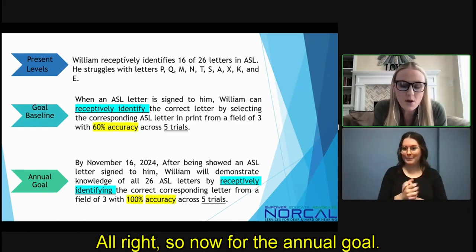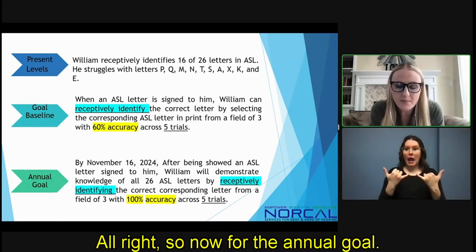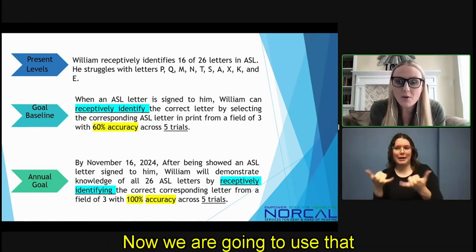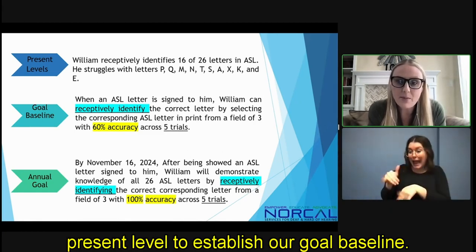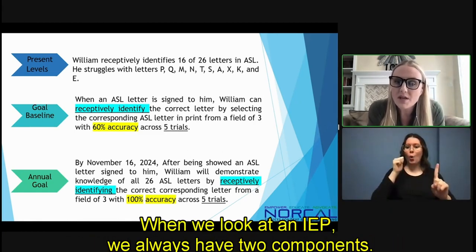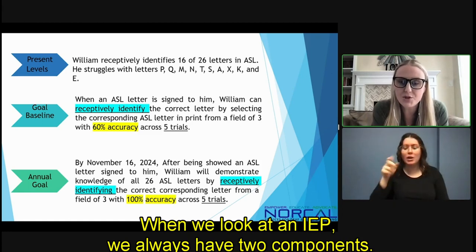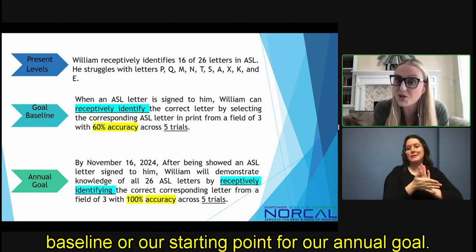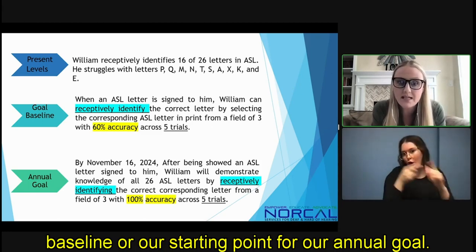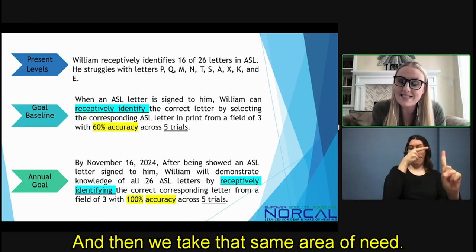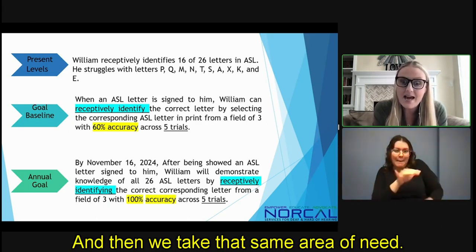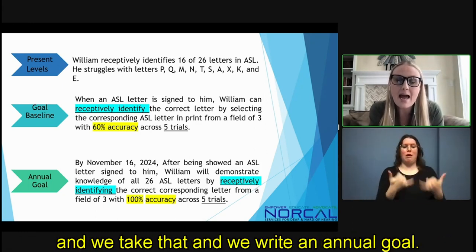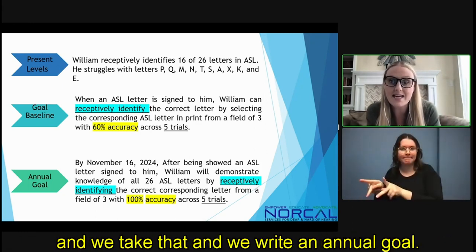Okay, all right, so now for our annual goal. So again, we have the same present level. Now we are going to use that present level to establish our goal baseline. When we look at an IEP, we always have two components. We have our present level that then becomes the baseline or our starting point for our annual goal. And then we take that same area of need and that same way we measured that child's present level, and we take that and we write an annual goal.